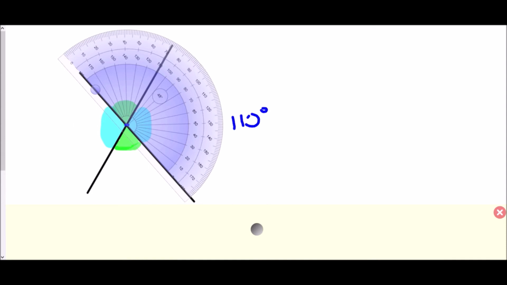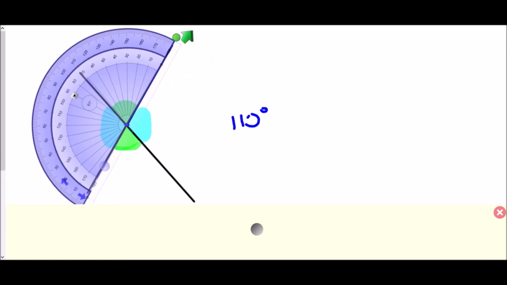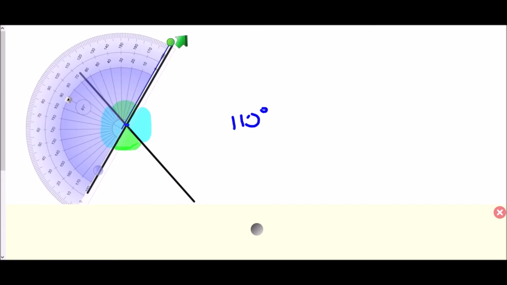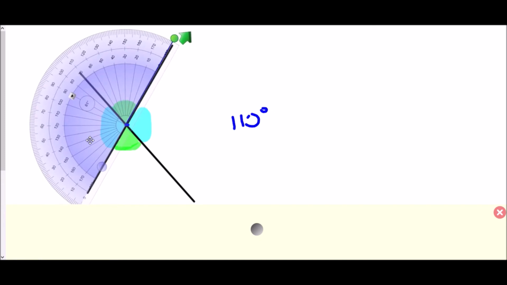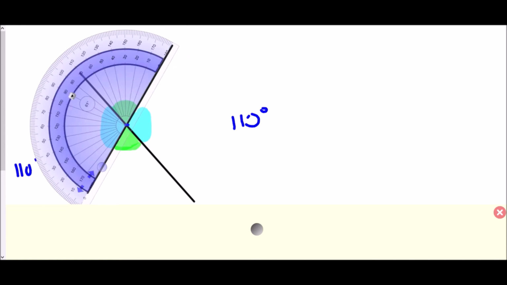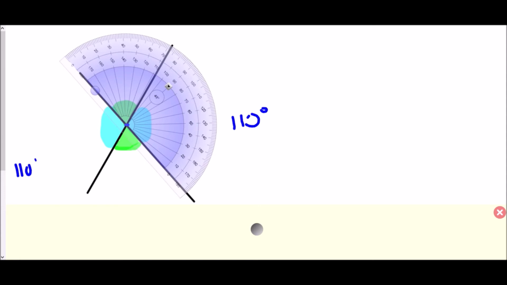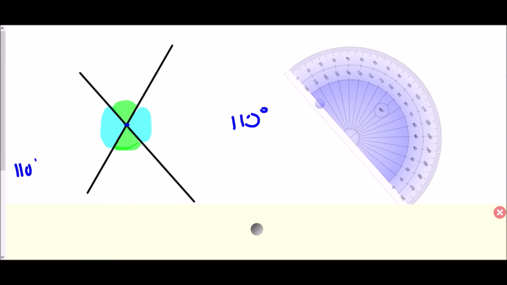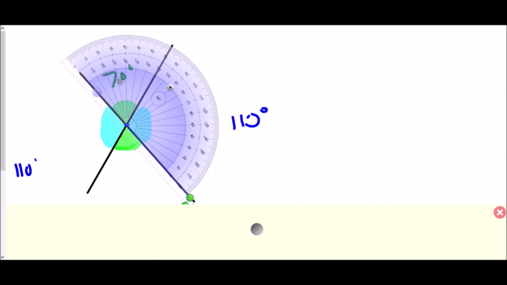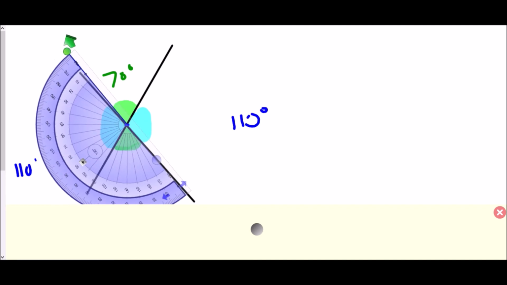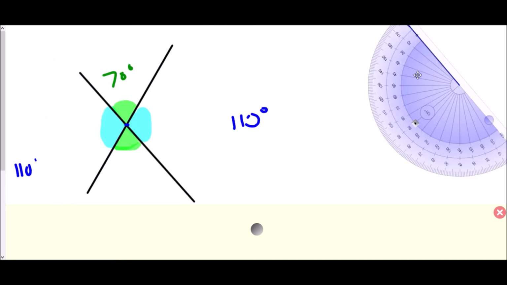Let's have a look at the other blue angle. If I look at the other blue angle and turn my protractor around, the other blue angle is also 110 degrees. What about the green angle? Well, if I take my protractor this time and just measure the green angle, there we go, that is showing me that the green angle is 70 degrees. And also, if I just bring my protractor back in and measure this angle, that one is also 70 degrees.